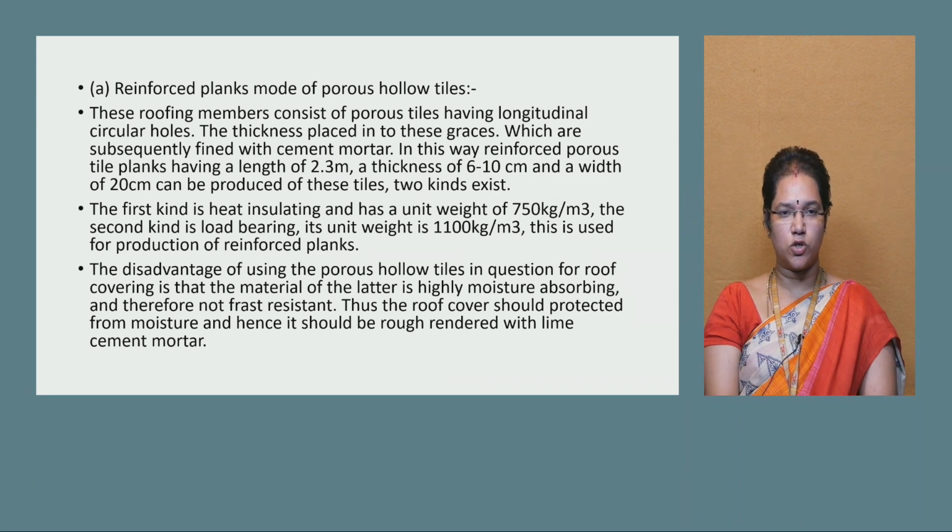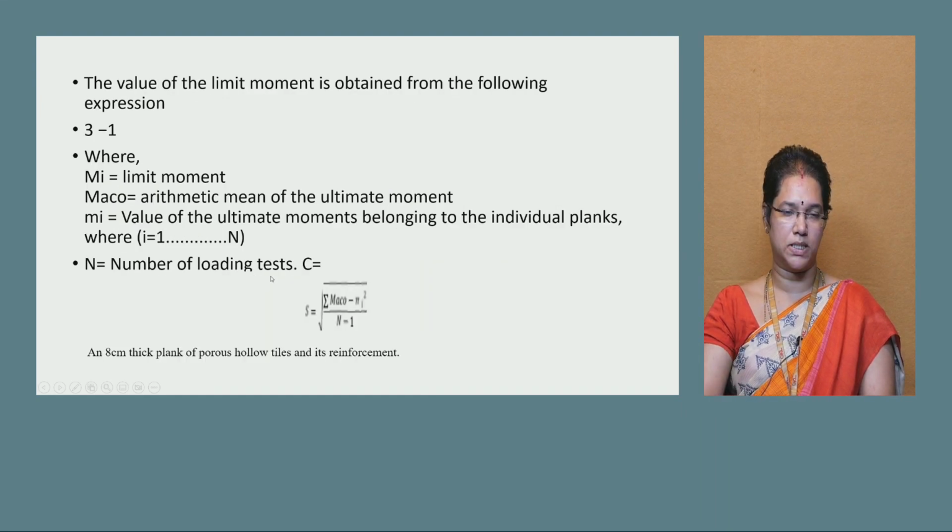Then the disadvantage of using porous hollow tiles for roof covering is that the material of the latter is highly moisture absorbing and therefore not frost resistant. So here it is not frost resistant. The roof cover should be protected from moisture, and hence it should be rough enough for the cement mortar. Basically, it has to be fire resistant and resistant to environmental exposure conditions.